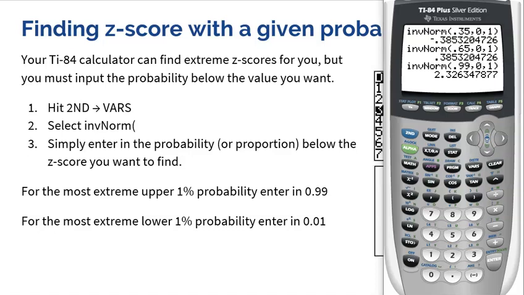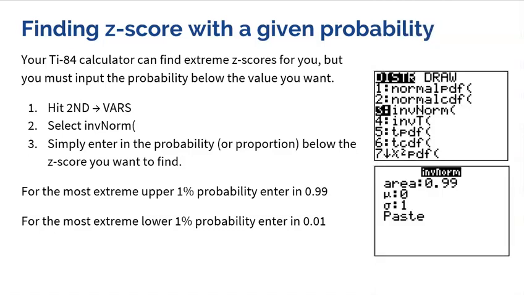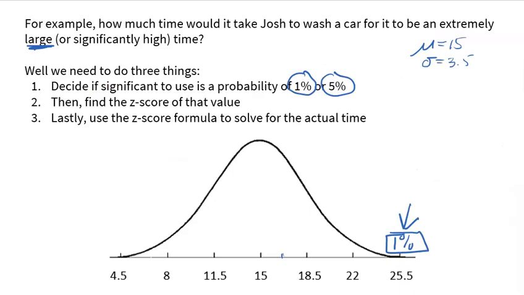There it is, 2.3263. So if I go back to this normal model right here, 2.3263. Here's 1, here's 2, 2.3263 would be somewhere right around here. A z-score of 2.3263. That z-score would represent the top 1%. Well, all I have to do now is actually find the amount of time that is.